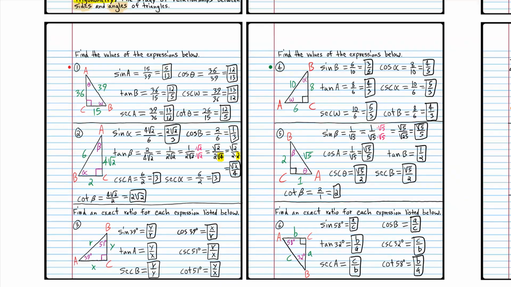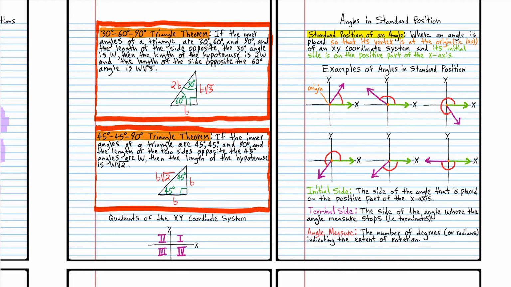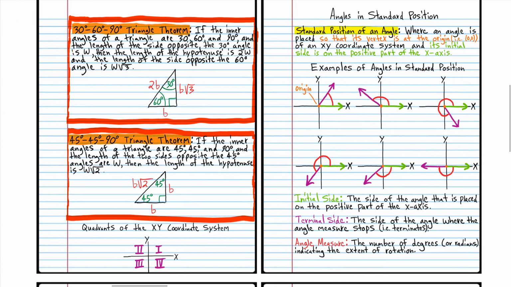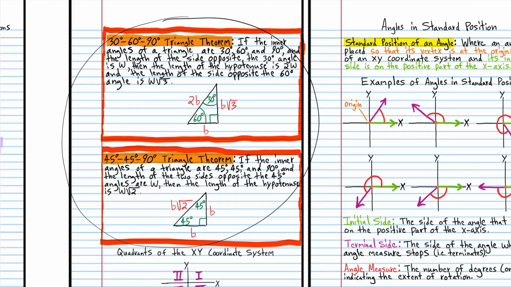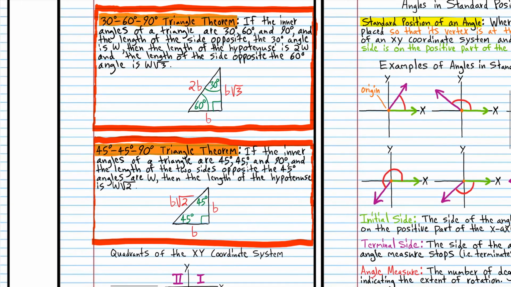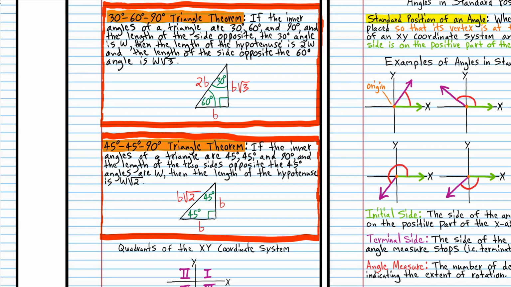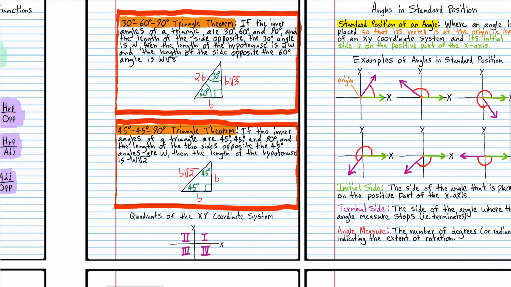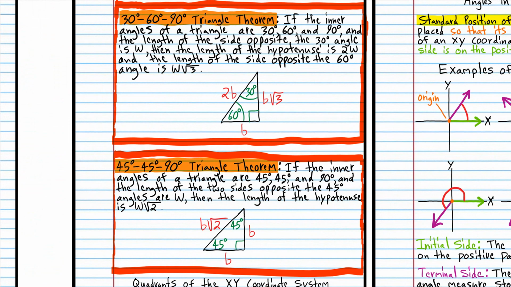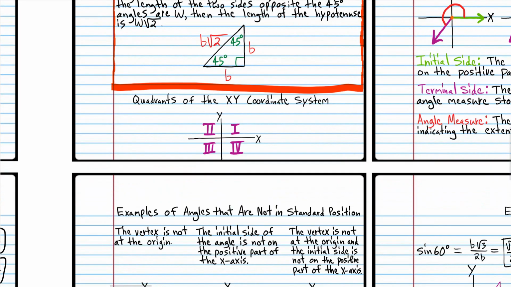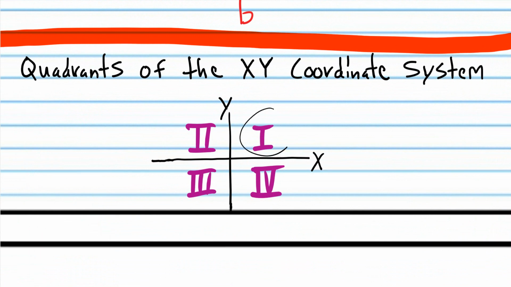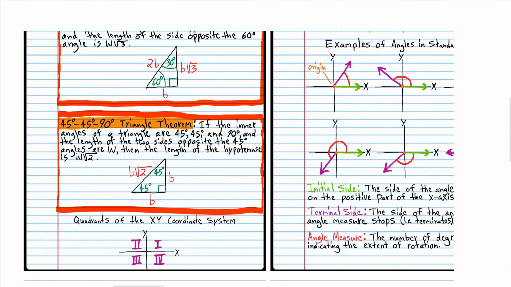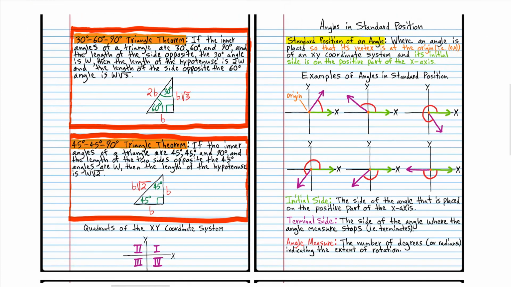Okay, so that's just some basic review of the trigonometric functions, and we also need to use these theorems here, the 30, 60, 90 triangle theorem and the 45, 45, 90 degree triangle theorem. So you may want to get a picture of those theorems. And remember, this is called the first quadrant, second quadrant, third quadrant, fourth quadrant. You may recall that, and you can get a picture of that if you want to.